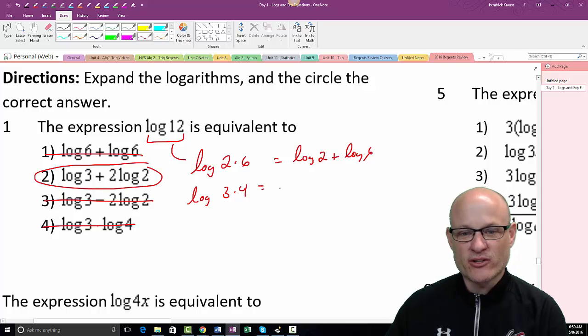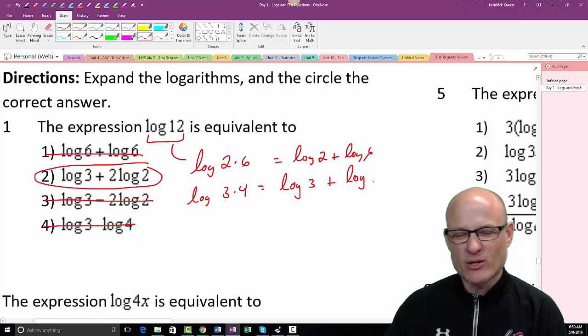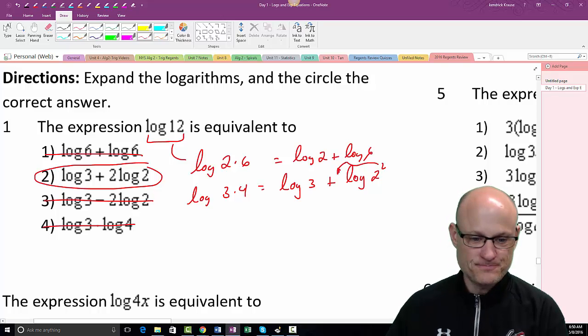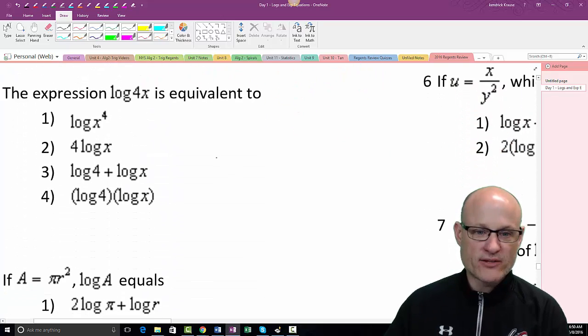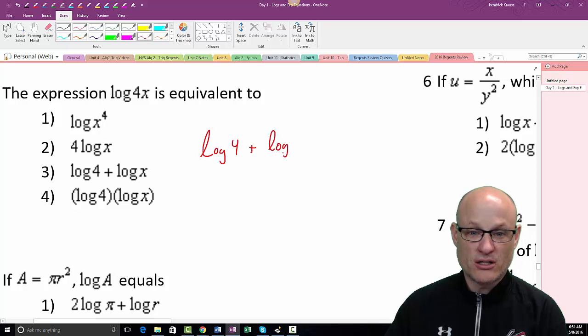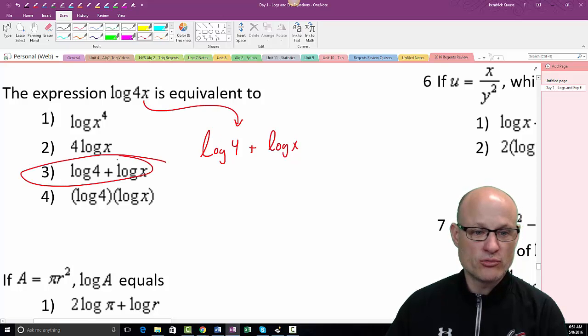The reason it's this one is because it's log base 3 plus log base 4. But they rewrote 4 to be 2 squared, and then the 2 slides out front. Log of 4x is really log of 4 plus log of x. Remember, multiplication converts to addition. Ka-choom.